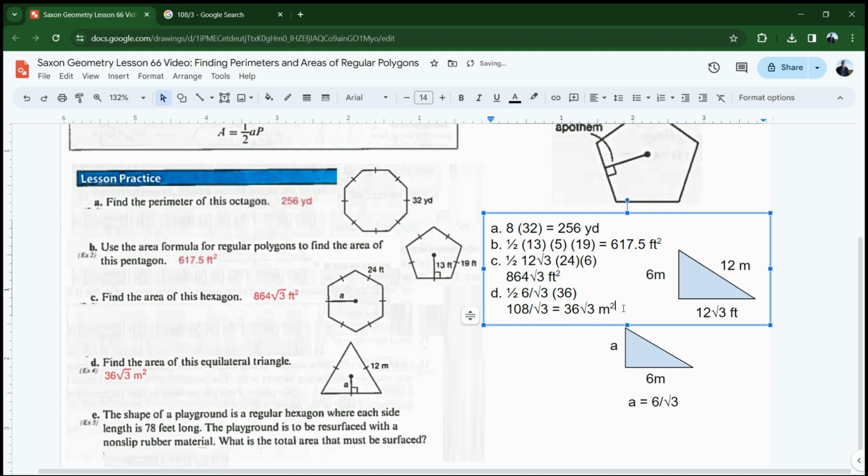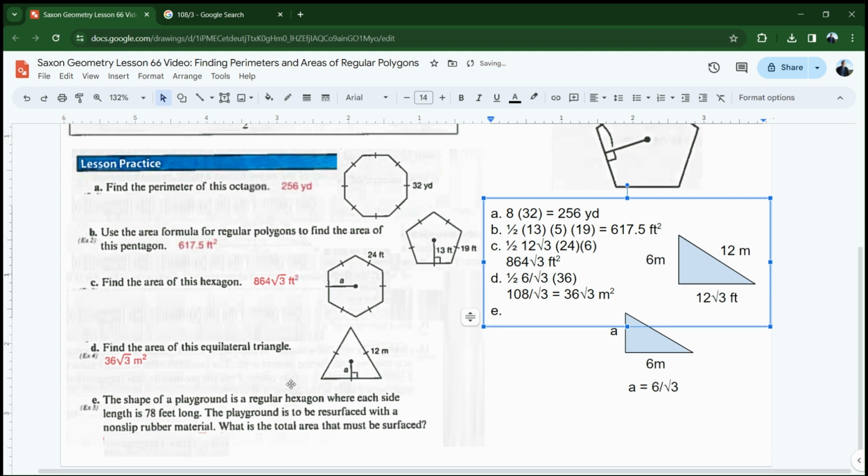All right, and then on to letter E. The shape of a playground is a regular hexagon. Well, that's setting off some alarm bells. I know I'm going to be able to deal with hexagon inner angles as 60 degrees, where each side length is 78 feet long. The playground is to be resurfaced with a non-slip rubber material. What is the total area to be resurfaced? Well, this is going to be basically the same as this problem, except instead of each side being 12, each side is going to be 78.